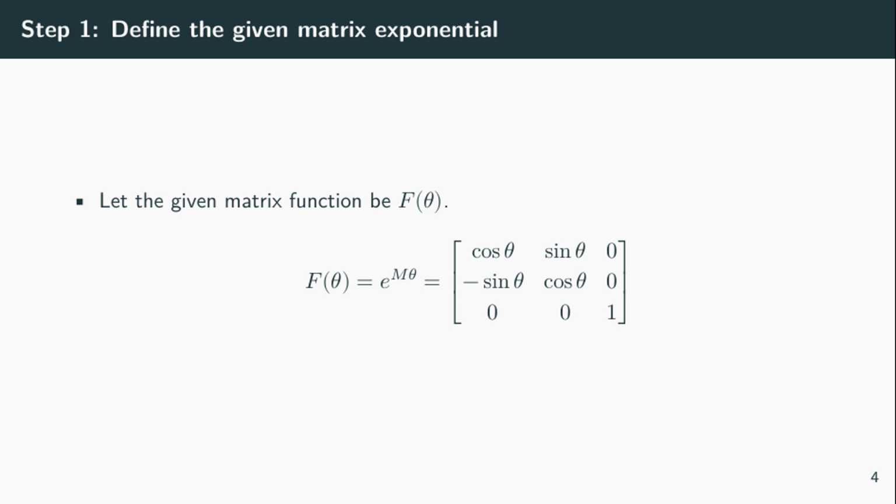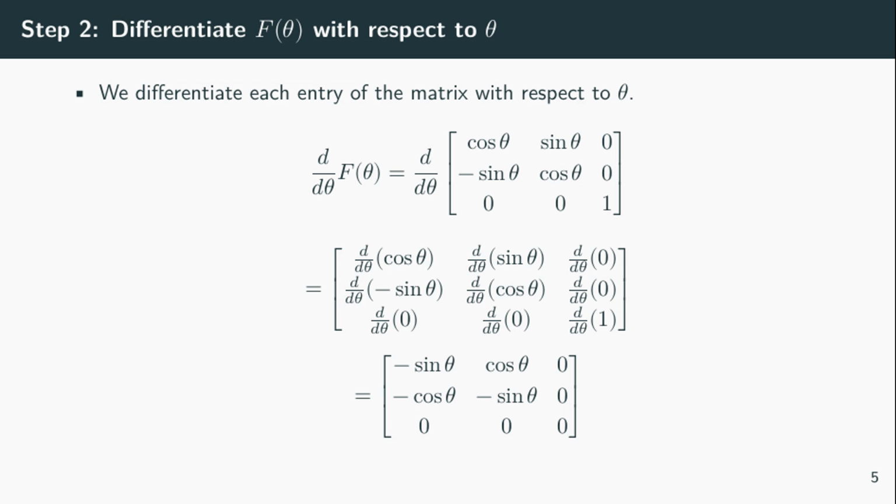So let's start with step 1. Define the given matrix exponential. We'll call the given matrix function f of theta. And as we saw, f of theta, which is e to the power of M theta, is this 3 by 3 matrix with cos theta, sin theta, 0 in the first row, minus sin theta, cos theta, 0 in the second row, and 0, 0, 1 in the third row. Step 2 is to differentiate f of theta with respect to theta. We do this by differentiating each entry of the matrix individually.